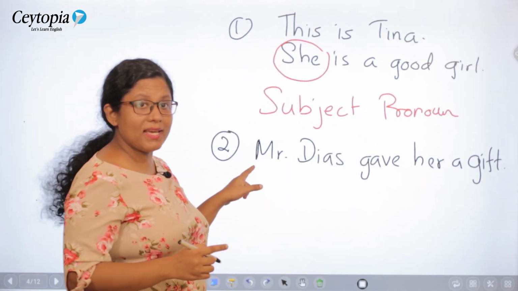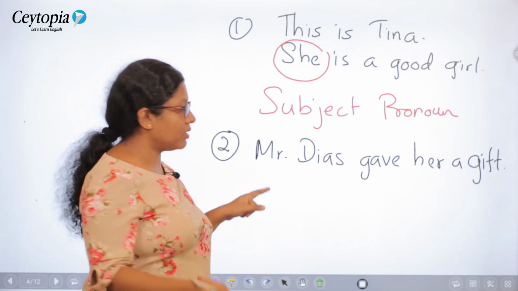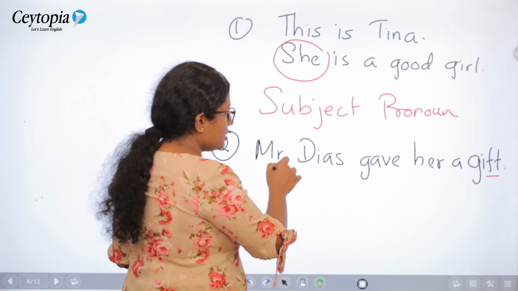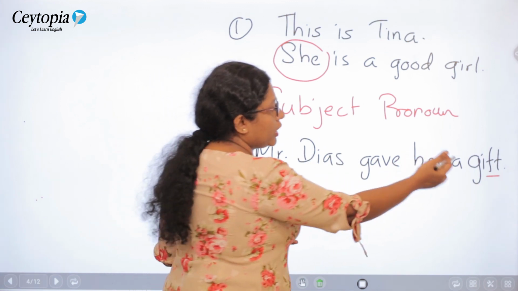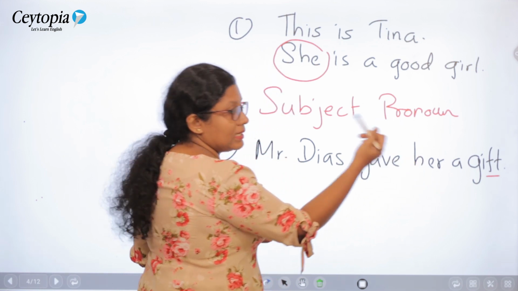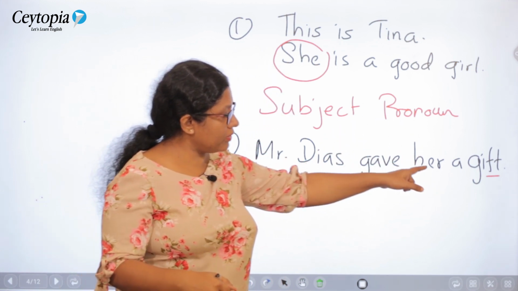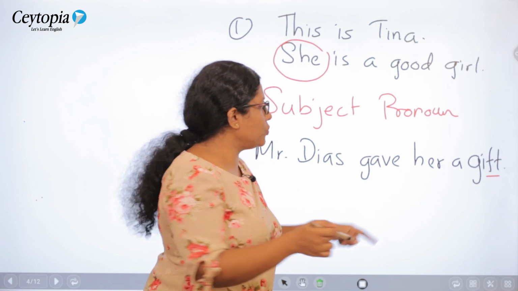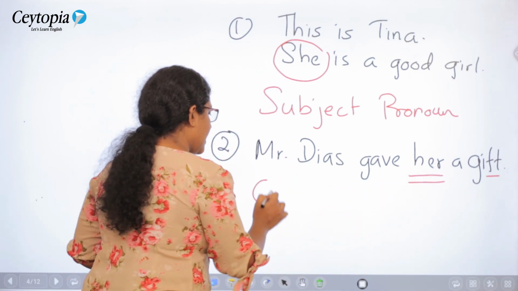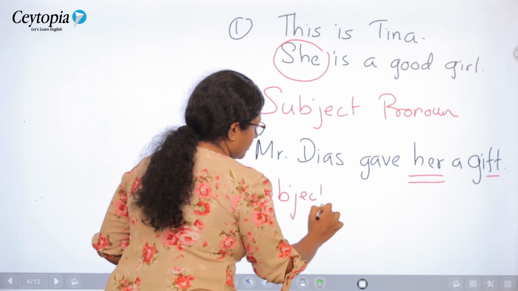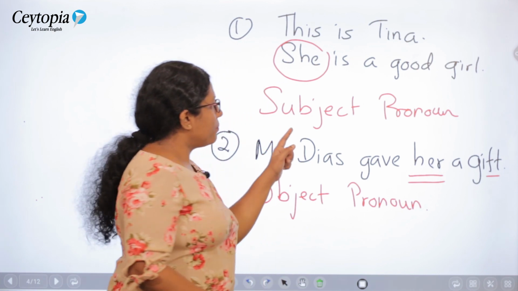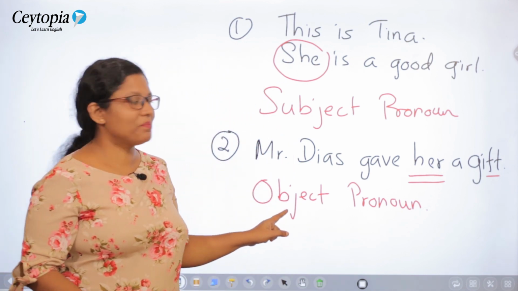Number 2, Mr. Dias gave her a gift. Gift is the direct object here. Mr. Dias gave what? Gift. Now who receives it? Tina. So Tina is the indirect object. So in place of the indirect object we use the object pronoun. Yes, that is the object pronoun. You know now two items, subject pronoun and object pronoun.